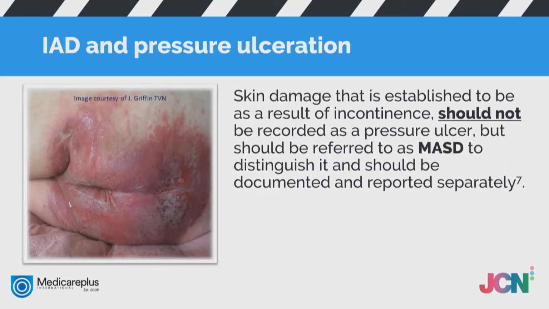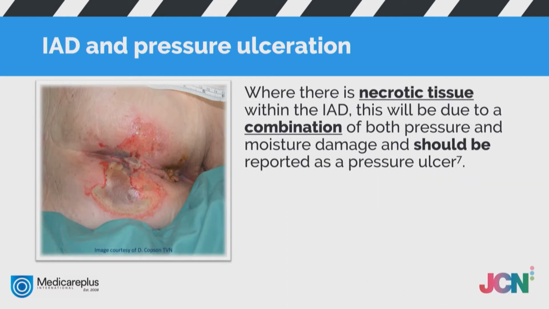So thinking about IAD and pressure ulceration, skin damage that is established, through your assessment, to be a result of incontinence should not be recorded as a pressure ulcer, but should be referred to as moisture-associated skin damage to distinguish it specifically, and it should be documented and reported separately. However, where there is necrotic tissue within the incontinence-associated damage, this will be due to a combination of both pressure and moisture damage, and that should be reported as a pressure ulcer.